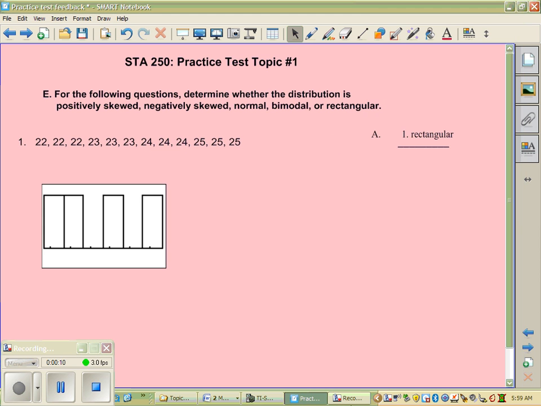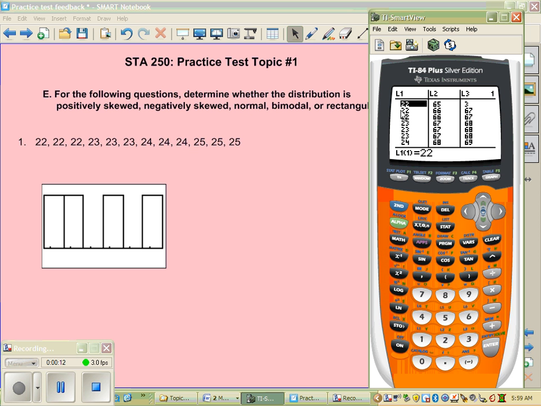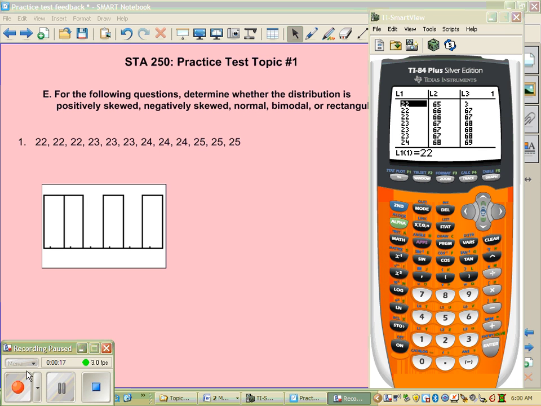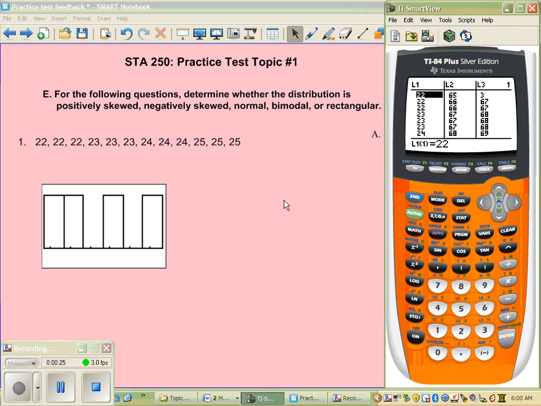You know, folks, the thing about these distributions and the way you read them is that it depends on what mathematician you talk to. It depends on which book you read as to what they're going to say. Whether this is rectangular, number one on letter E, it's kind of confusing. Well, you know what positively skewed looks like, you know what negatively skewed looks like, you know what normal should look like, you know what bimodal should look like.